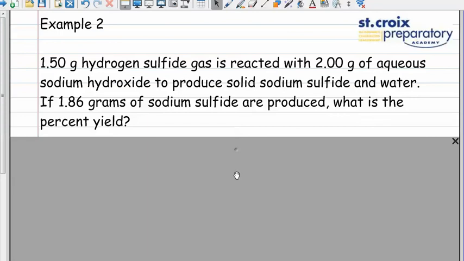Here's an example that's going to be very typical of the type of problems that you're going to encounter in chemistry. In other words, there are no baby steps given to you here. You're given your information, two masses, one of hydrogen sulfide gas, one of sodium hydroxide. You're told what your products are. Sometimes you'll even need to figure those out. You're given your experimental yield. It says here I have 1.86 grams of sodium sulfide produced. That would be my actual or experimental yield. And it asks you to calculate your percent yield.